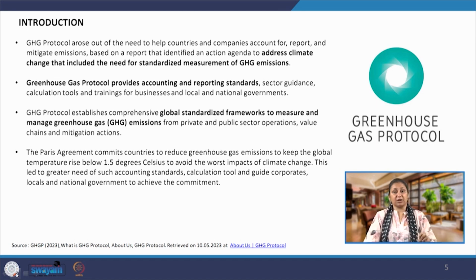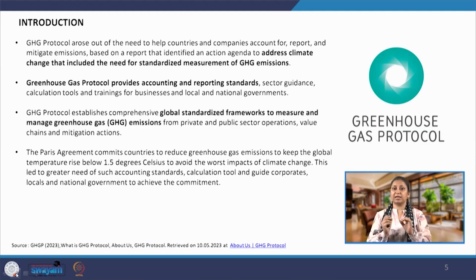This is what Greenhouse Gas Protocol (GHGP) provides us. It also provides us the globalized standardized frameworks to measure and also manage the greenhouse gas emissions. So, it is not just measuring and reporting, it is also managing the greenhouse gas emissions, and we will see what all will come as part of the protocol, because we want to reduce emissions and not just reduce, but also measure them and report them and overall manage the GHG emissions.